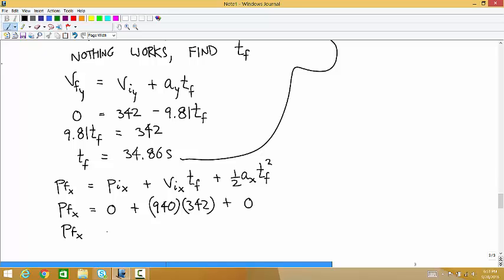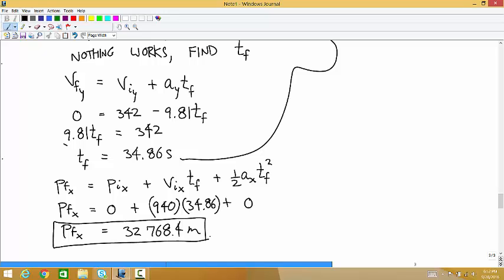And so what do you get for PFX? Would it be 940 times 34.86? Yep, you're right. 34.86. So what do you get for PFX? 32,000 what? 68.4 meters. So 20 miles.